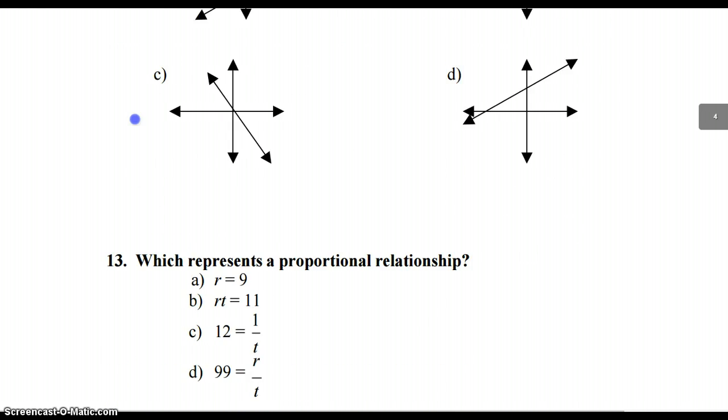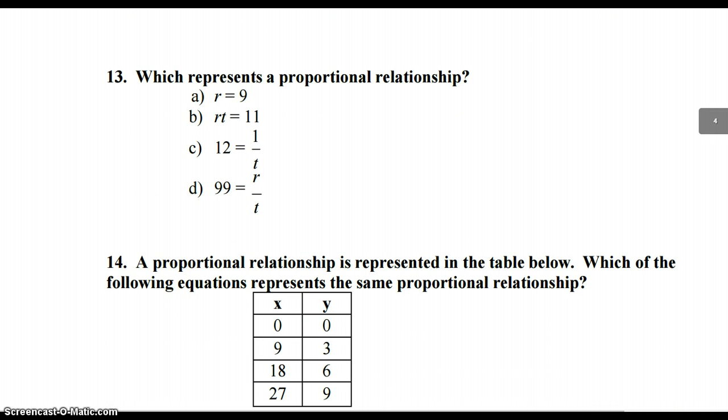Okay, number 13. Which represents a proportional relationship? Alright, proportional relationship means that it goes through 0, and you have a constant slope or consistent slope. That means if I take my variables and divide them, I should get the same number every time. So for instance, let's say I had x and y, and we know it goes through 0, 0. And then let's say we have 1 and 3, 2 and 6, 3 and 9. This is proportional. I'm going to kind of ignore this. We know it goes through the origin.